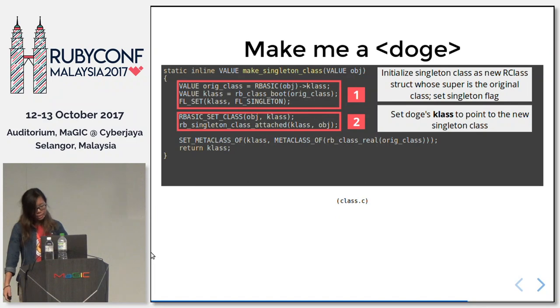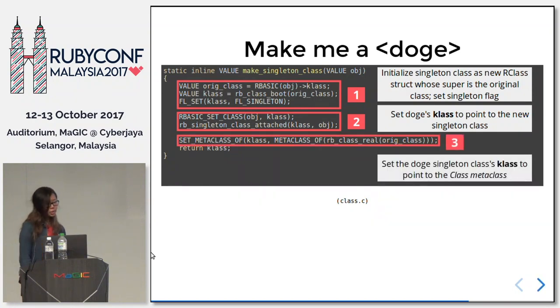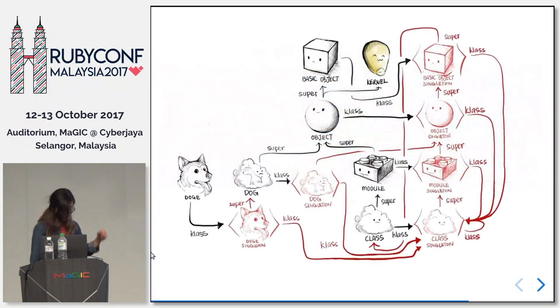Then next, we actually set the class pointer of Doge to point to this newly initialized singleton class. And finally, we need to set the class pointer of our newly initialized singleton class to point to the metaclass of Class. And so at the end of the day, our diagram looks something like this. And this is pretty much where our creation myth ended off.